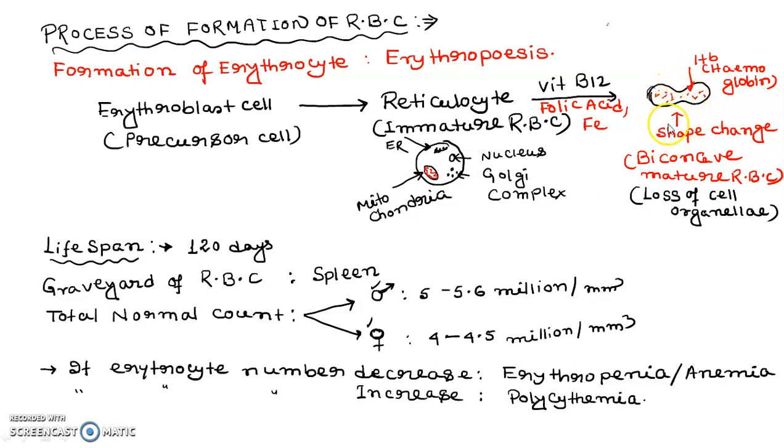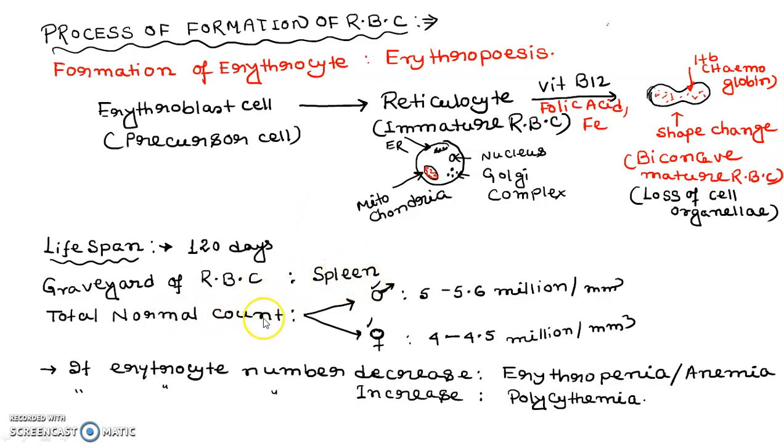Mature RBC contains hemoglobin, and its shape is biconcave. It loses its organelles, including the nucleus, so as we know, mature RBC lacks a nucleus. All organelles are removed or lost during this phase, and the shape changes and becomes biconcave. Mature RBC lifespan is 120 days. The graveyard of RBC, where RBC is destroyed, is the spleen.